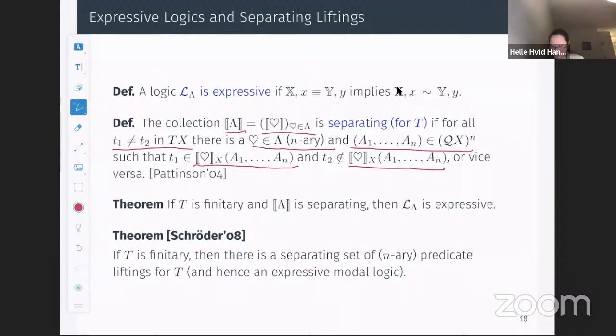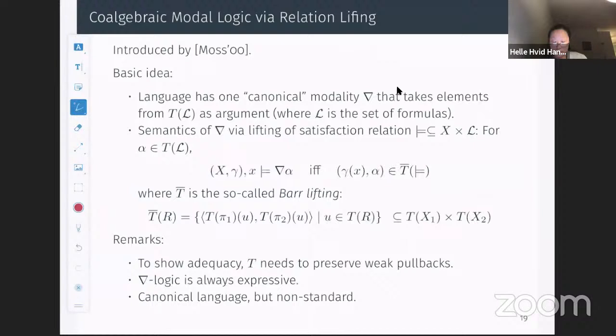So, yes. I wanted to also explain the relation lifting approach. The basic idea is that now your language has only one canonical modality. As we saw with the predicate lifting approach, it could be a bit arbitrary which modalities you choose. So in this way, the relation lifting approach is maybe nicer because you just have one canonical modality, but it's a bit of a strange modality.